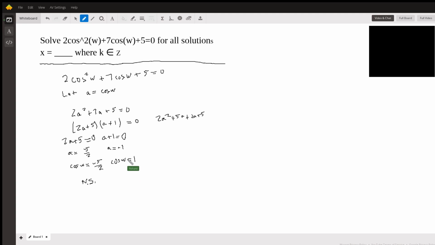Now, where is the cosine 1? So you have to kind of think about your unit circle. And so W could be 0 radians. Just think about the unit circle here. It's 1, 0. So that's 0, 1, negative 1, 0, and then 0, negative 1. So you can see that the cosine is positive 1 here and nowhere else.